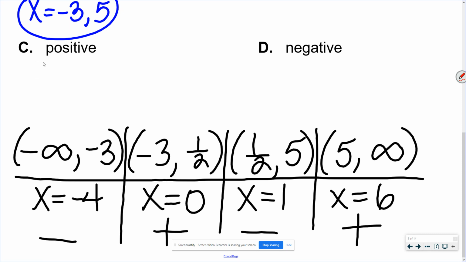So down here, where is the function positive? I'm looking for the plus signs, which occur at -3 to 1/2, as well as 5 to infinity.